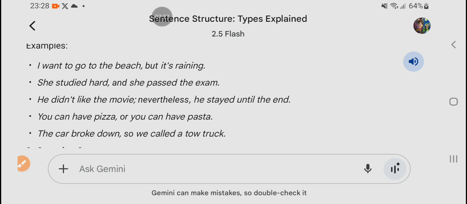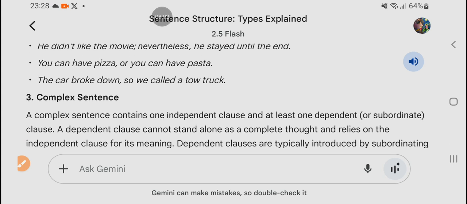Next is, he did not like the movie. Nevertheless, he stayed until the end. So the next clause is also talking about the same context, right? The same sentence is linked: he did not like the movie, nevertheless, he stayed until the end. So the same topic is continued, right? In both sentences. You can have pizza or you can have pasta. So both are about eating and related topics. So that is called a compound sentence.